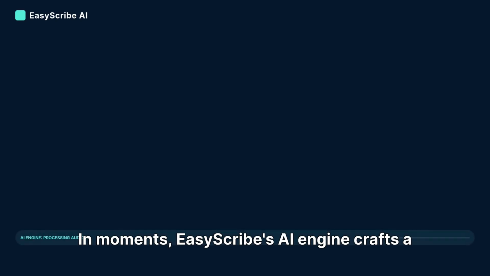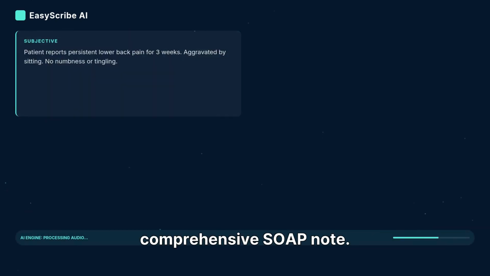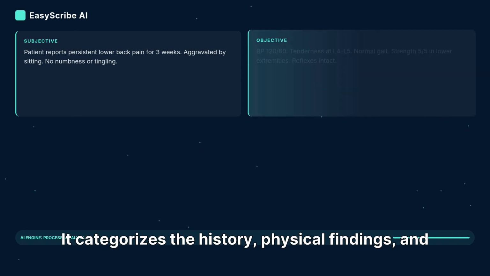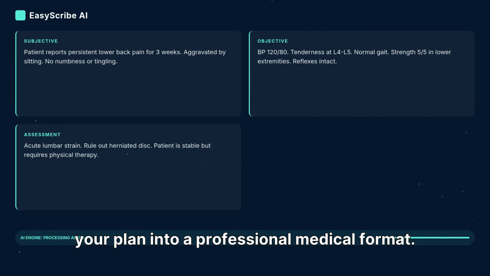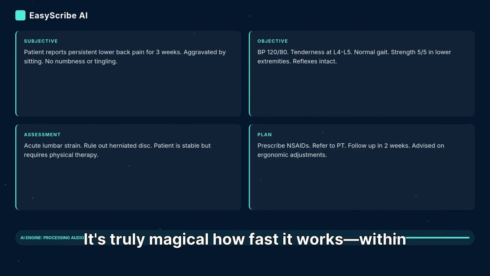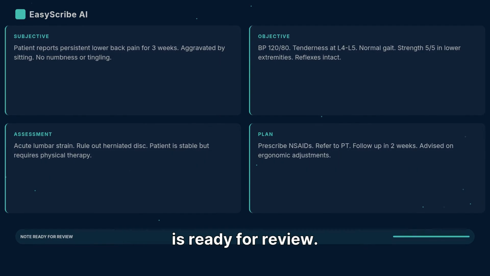In moments, EasyScribe's AI engine crafts a comprehensive SOAP note. It categorizes the history, physical findings, and your plan into a professional medical format. It's truly magical how fast it works. Within seconds of stopping the recording, your note is ready for review.